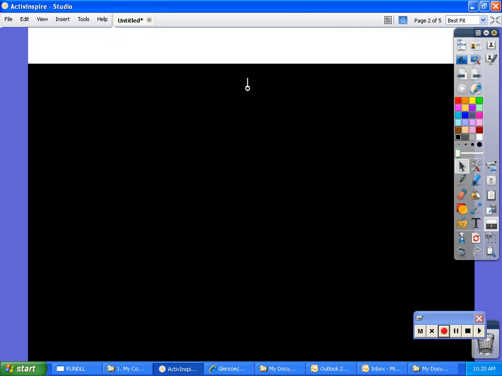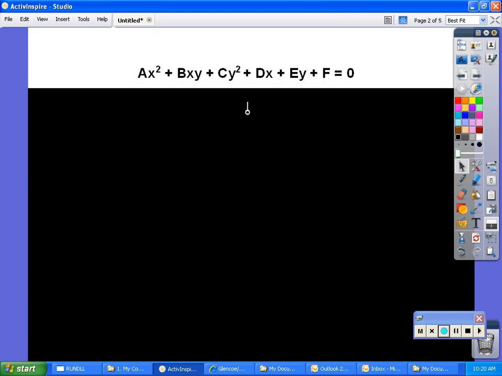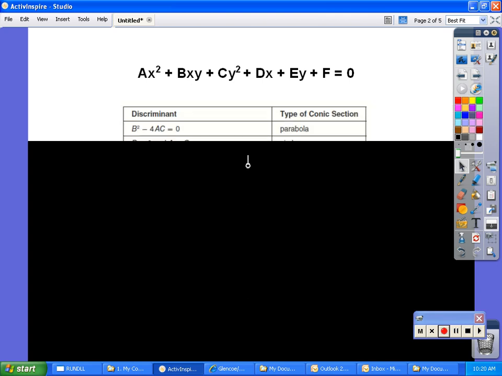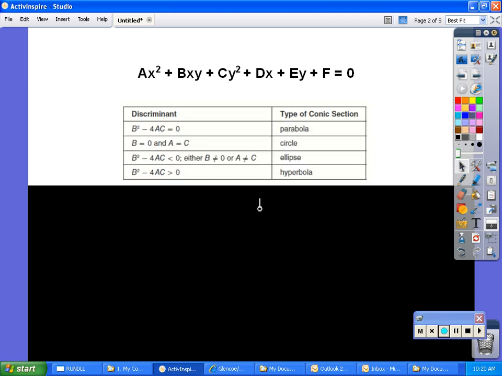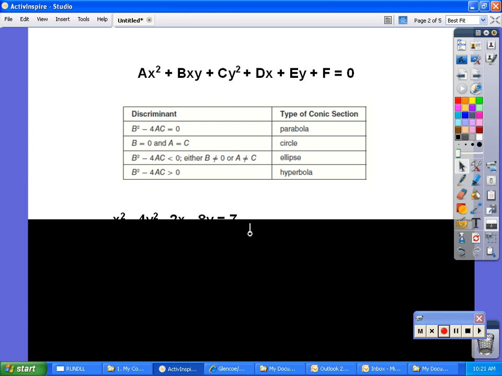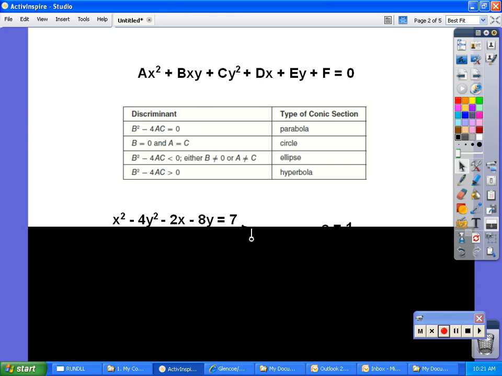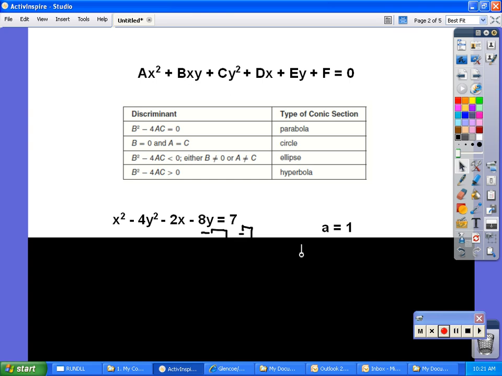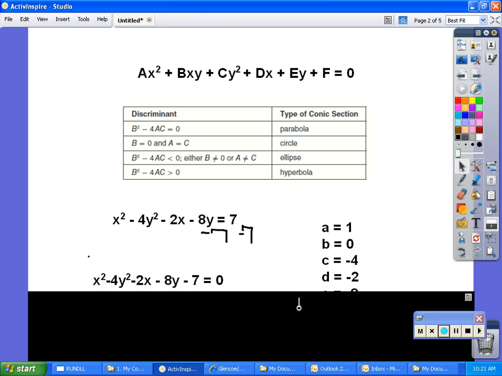Let's look at another way. Another way is to look at the equation in standard form, and we're going to use the discriminant. Now hopefully you remember from Algebra 1 using the quadratic formula. The piece under the radical, b squared minus 4ac, is known as the discriminant. So I'm going to take my equation. I'm given the equation x squared minus 4y squared minus 2x minus 8y equals 7. In order for it to be in standard form, it has to equal 0. So I'm going to subtract 7 from both sides. Now my equation becomes x squared minus 4y squared minus 2x minus 8y minus 7 equals 0.